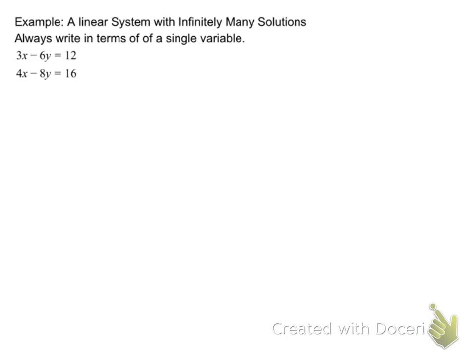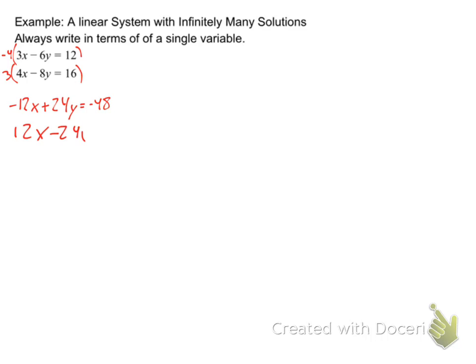Elimination or substitution? I'm thinking elimination. Getting rid of x's. So one of them needs to be multiplied by negative, so let's just do the first one. Negative 4 and a 3. That'd be a negative 12x plus 24y equals a negative 48.